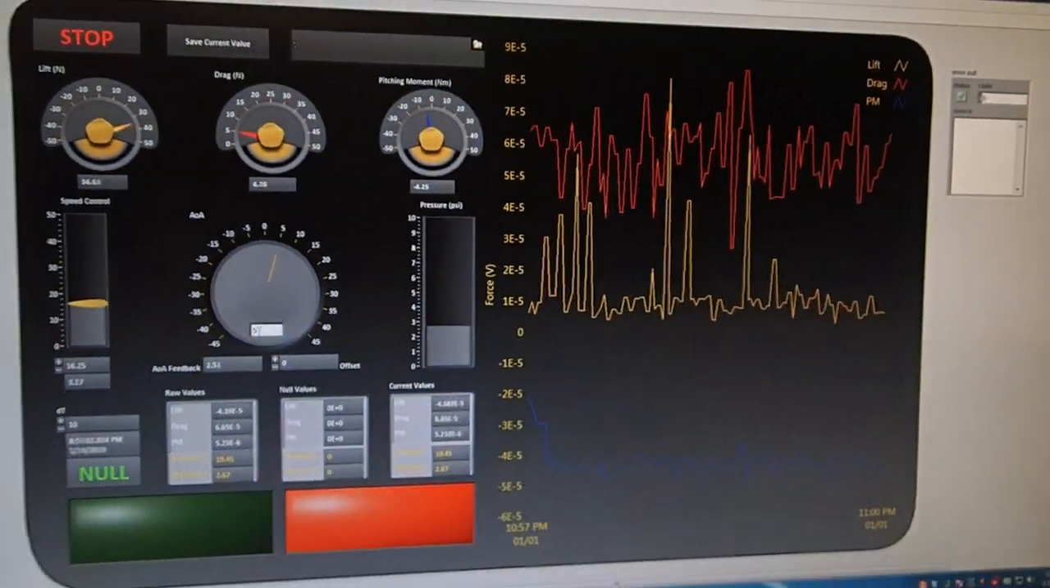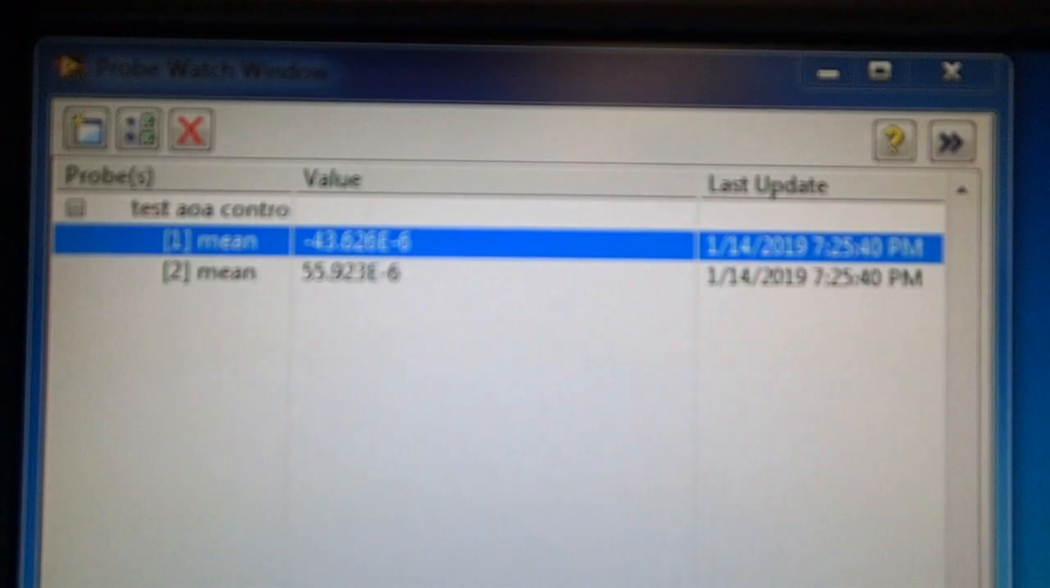So this is the air tunnel, and we get our data on the screen here, and then we got some values up here. Now we're at the actual wind tunnel. We can feel the air.